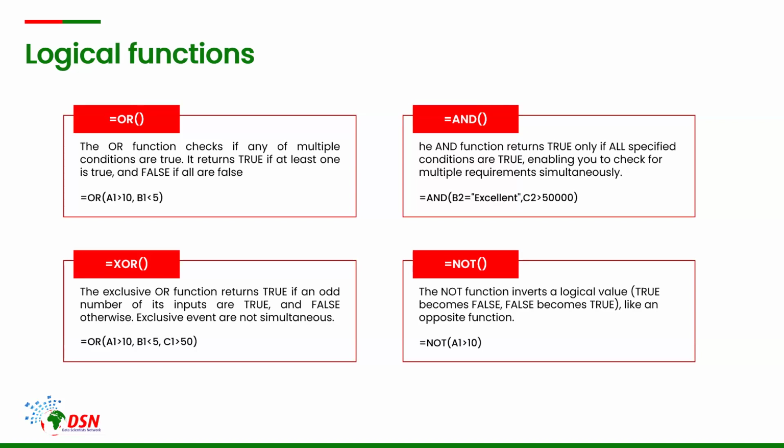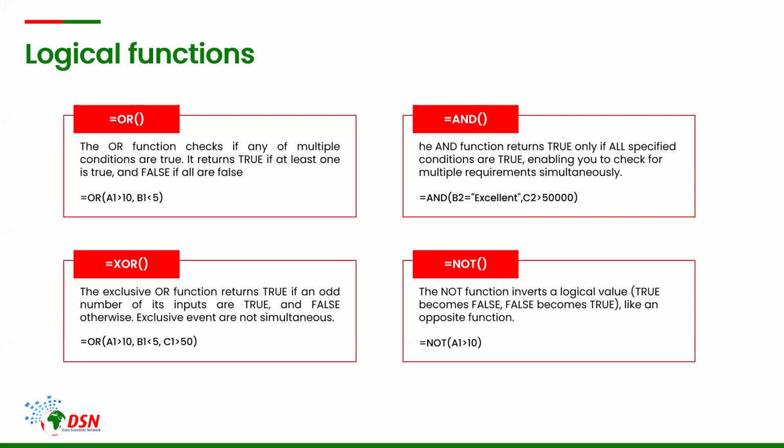So I'll further buttress on exclusive OR. Exclusive OR will be true if one condition is true, and it will be false if an even number of conditions is true. Even number, remember we have two, we have four, we have six. If an even number of conditions is true, it will be false. So that is how exclusive OR works. Thank you very much.